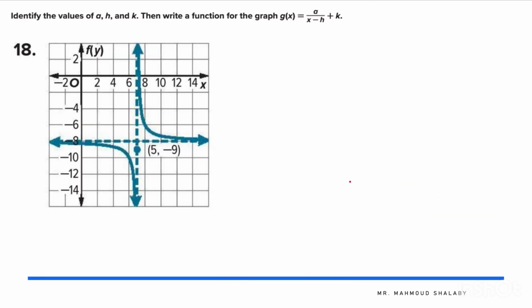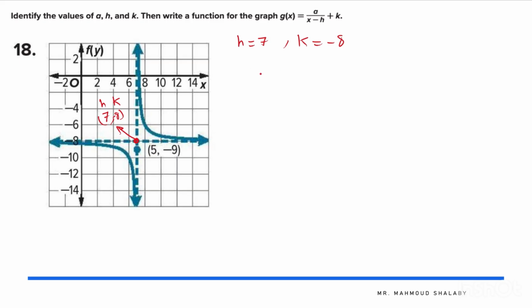Okay, now let's see this example here. So again, what I will do at the beginning, I need to identify where the new center is. I will look at the vertical asymptote and the horizontal asymptote. They both meet at this point here, and I will write the coordinates of this point. We go to x first, it's between 6 and 8, which means this is a value of 7, and this one here is -8, so 7 and -8. I will label it as h and k, so you can write this down. So h equals 7, k equals -8.